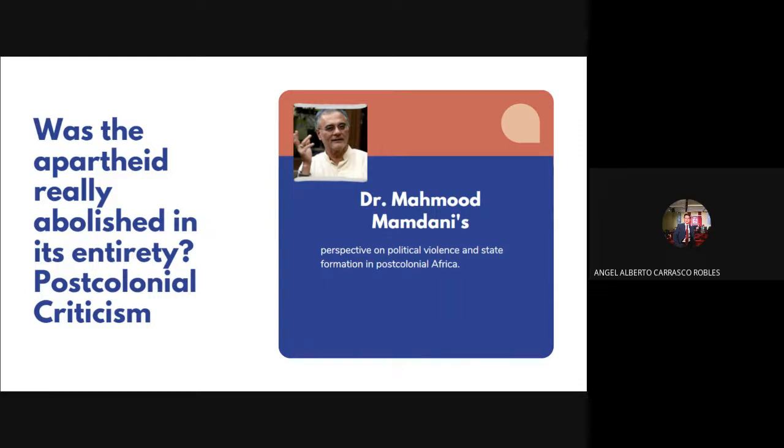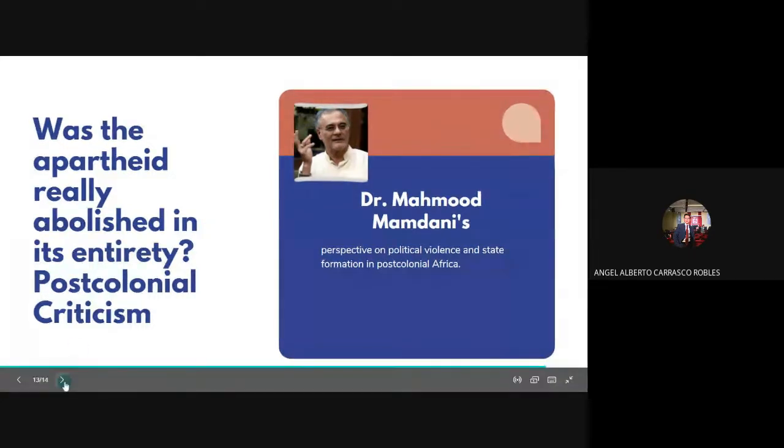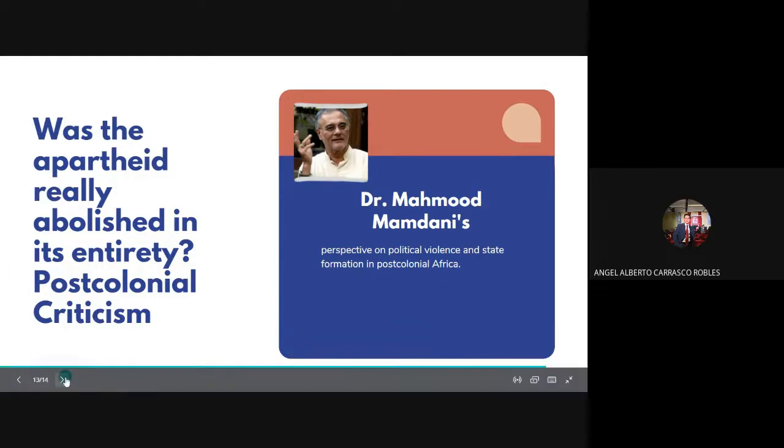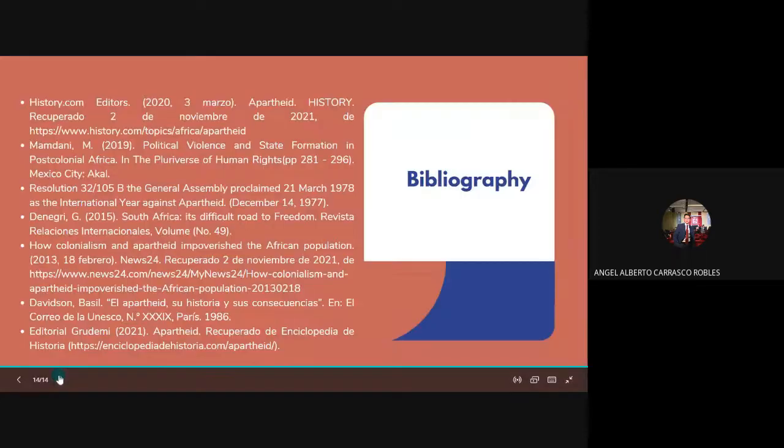So this is the critique, the thought and opinion of this author in the chapter on perspectives on political violence in state formation in post-colonial Africa. It is important to understand that not all the ideas of apartheid have really ended. So this is the critique of this process and also the end of this presentation.